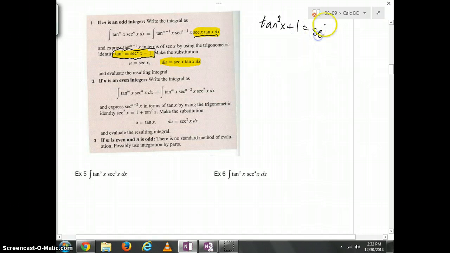If we were to subtract a 1 from both sides, you'd have tangent squared is secant squared minus 1. Change that remaining even power of tangent into secant squared minus 1, and then let u equal the secant of x. You can already see what we've highlighted here, a secant of x, tangent of x dx. If u is equal to secant of x, your du would be a perfect substitution. So let's see that in action right now.